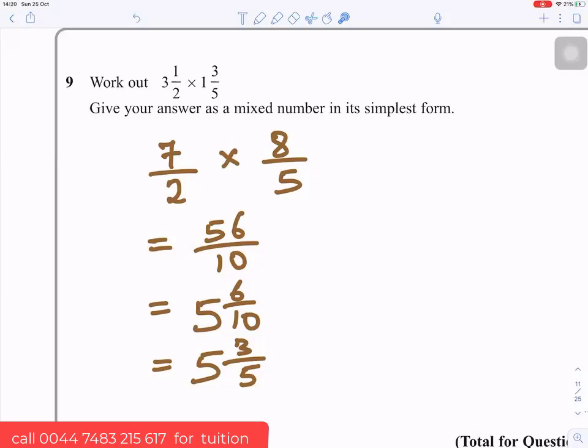We can simplify first, or we can just multiply and simplify after. 7 times 8 is 56. 2 times 5 is 10. 56 divided by 10. How many 10s go into 56? 5 of them, remainder 6, and over 10. Half of 6 is 3. Half of 10 is 5. So your answer is 5 3/5.